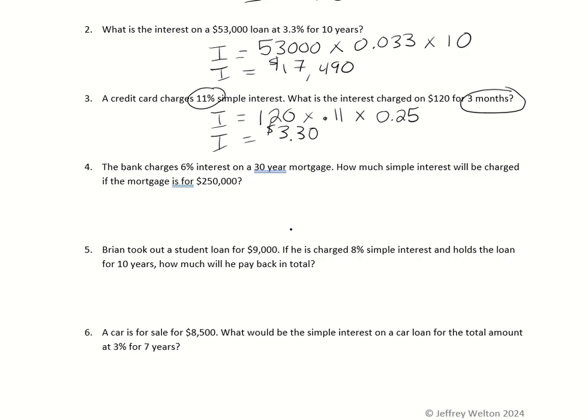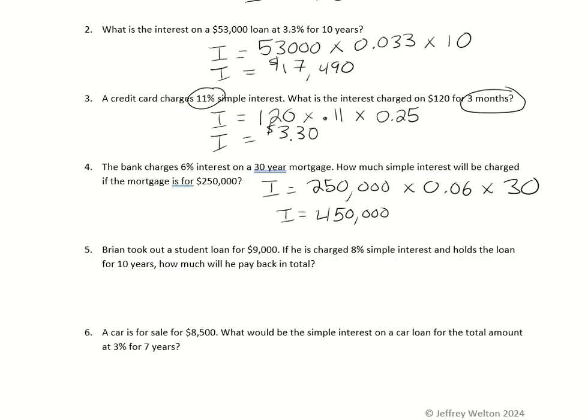A bank charges 6% interest on a 30-year mortgage. How much simple interest will be charged if the mortgage is for $250,000? So the first number is how much you are borrowing. The next number is the rate as a decimal. The next number is the time in years. Then go to your calculator and just multiply those together. And that came out as $450,000.